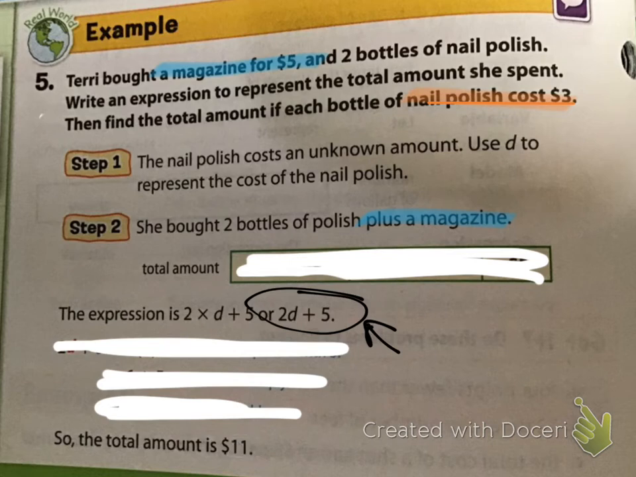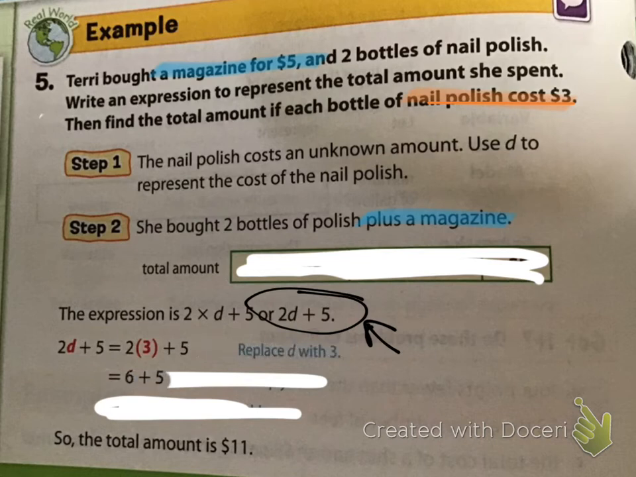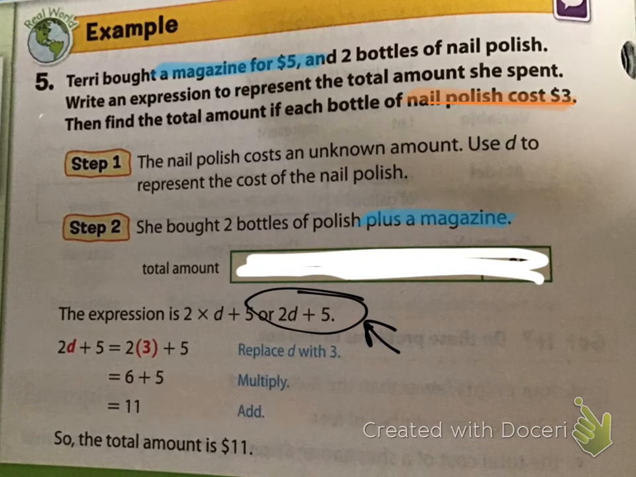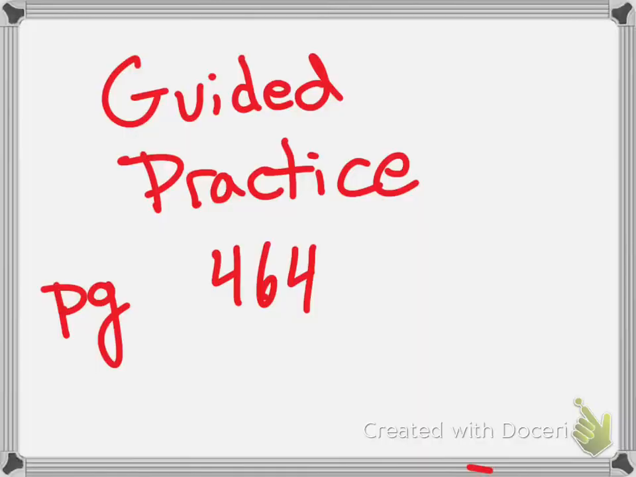$11. We get $11. Here's how it works. Here's my expression, 2D plus 5. And it tells me that that D is worth $3. So I just plug that into my equation. 2 times 3 plus 5. So I replaced D with 3. Then I do my PEMDAS. 2 times 3 is 6 plus 5. I multiplied it, I added, and it gives me 11. So that's how I do it. That's how I solve for this problem.